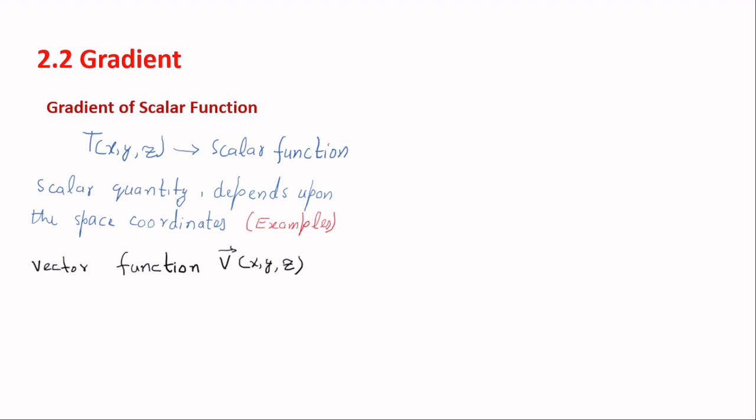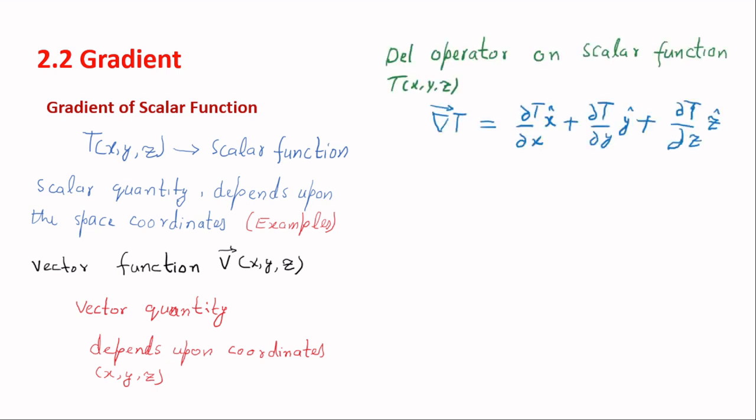Vector function, we denote it with v(x, y, z), and this vector function also depends upon space coordinates. These vector functions are electric field, magnetic field, and velocity. So these functions vary with the space coordinates. Del operator on the scalar function T(x, y, z).